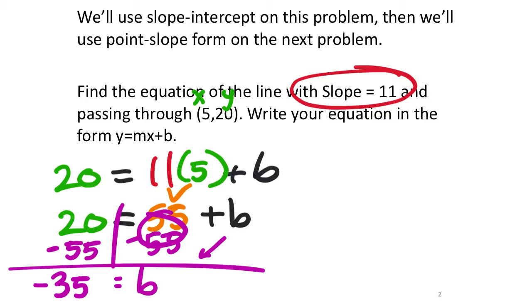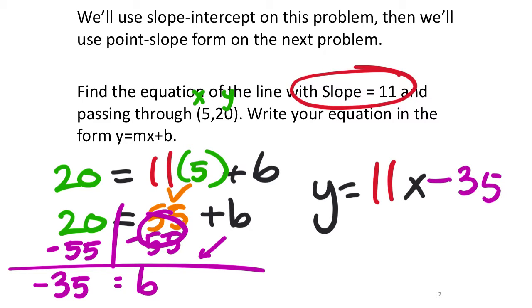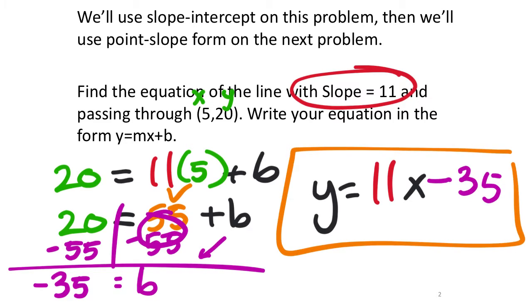So then we end up with the equation y equals mx plus b. We know m is 11, that's the slope. And we just found the b at negative 35. And this would be the equation of a line that has the slope of 11 going through (5, 20).